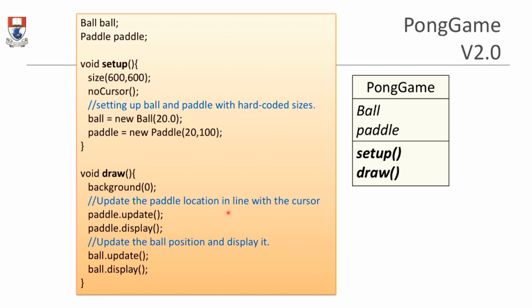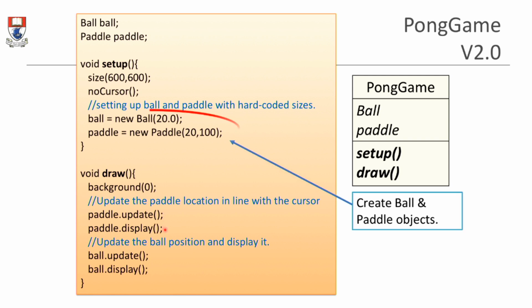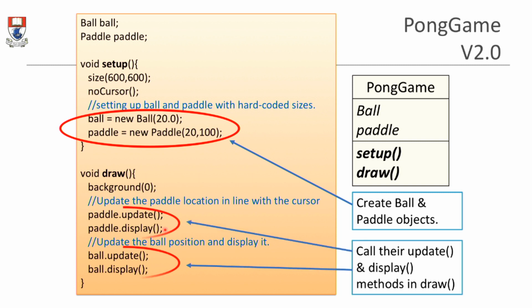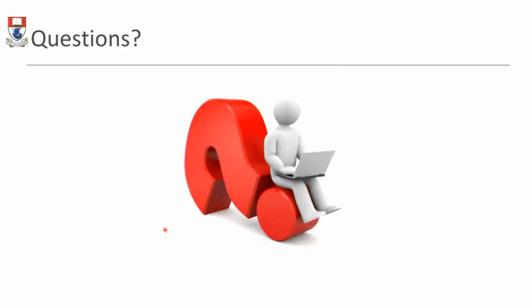So here's the finished program. What's new? We have a ball as before. We've added the paddle object, and then we've created a new paddle. And in addition to updating the ball and displaying it, we're now also updating the paddle and displaying it. So we're creating ball and paddle objects, and we're calling their update and display methods in the draw method. Okay, so that's version 2.